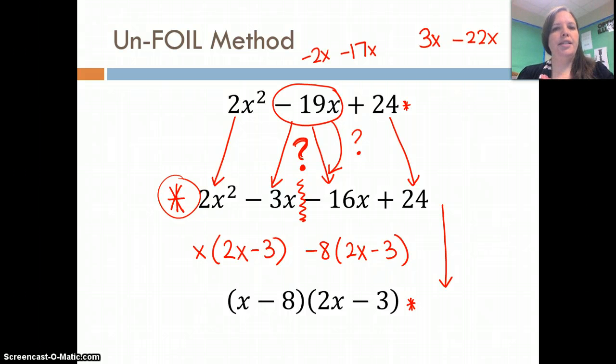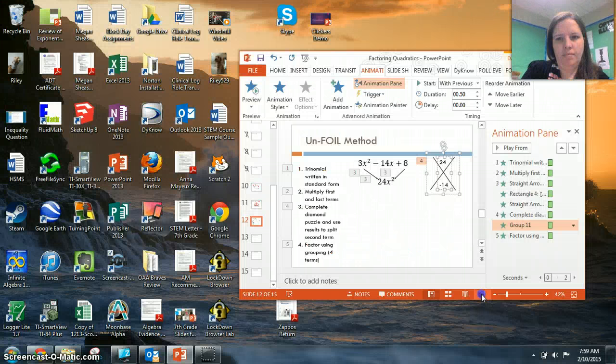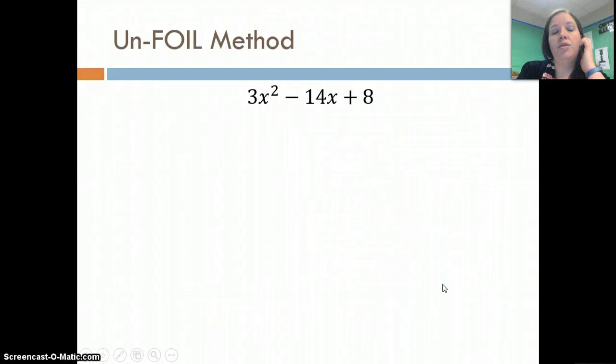The reason is that we want this factoring by grouping to be possible, and the only way it's possible is to select the exact right numbers. So how do we know what those right numbers are? Sorry, I had some technical difficulties there. One of the ways we can do it is by using the unfoil method. So our goal, keep in mind, is to go from this polynomial to one with four terms so that we can factor by grouping.